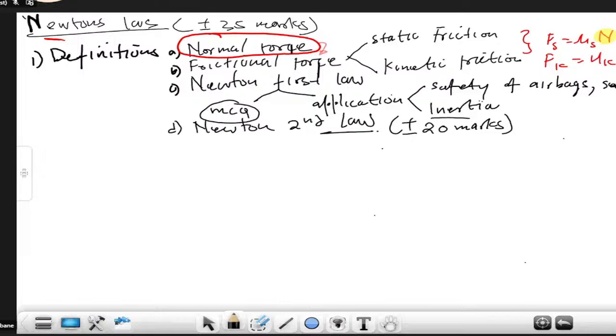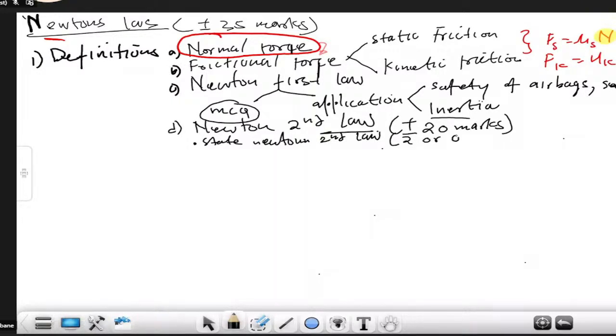But what is it with Newton that one must know? One, you need to be able to state Newton's second law. And it is either 2 or 0, ladies and gentlemen. There is nothing in between.